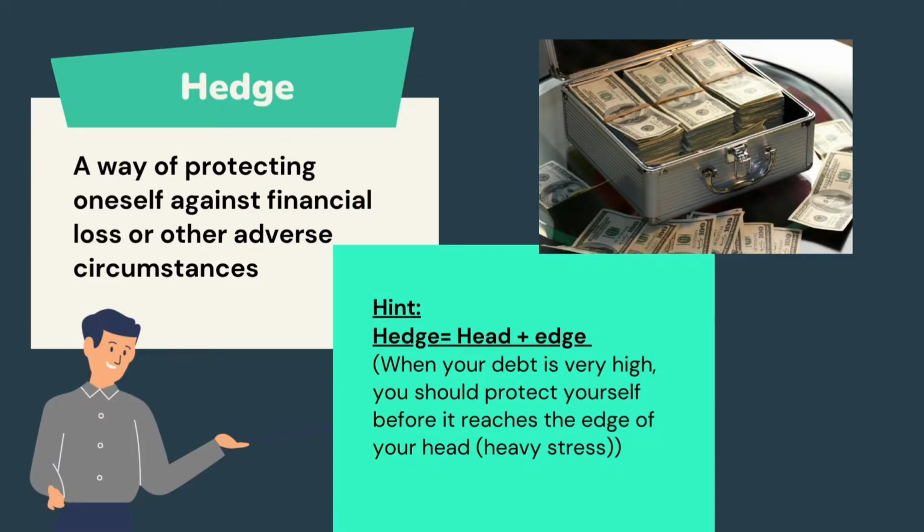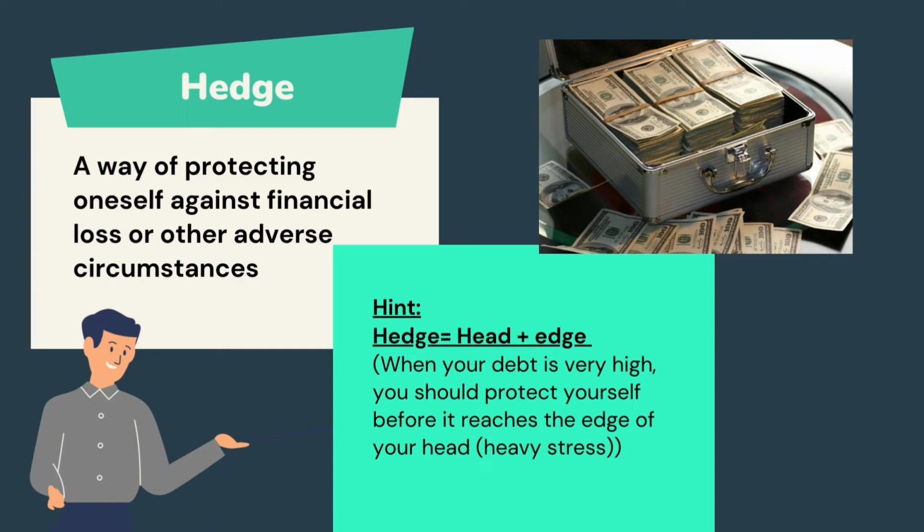The next word is hedge. Hedge is a way of protecting oneself against financial loss or other adverse circumstances. It means to make a barrier, to make a financial fence around yourself, to cover yourself from debt, from any financial deficit, from financial losses, to protect your money, to have a backup plan.